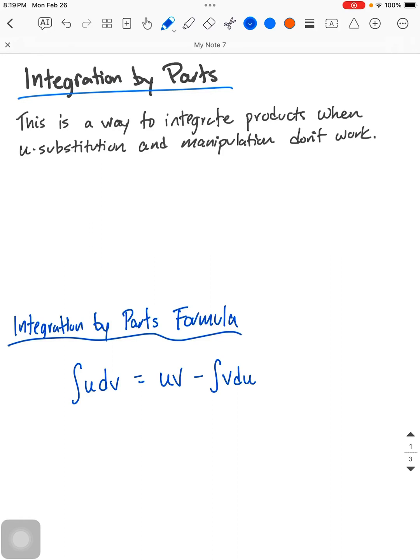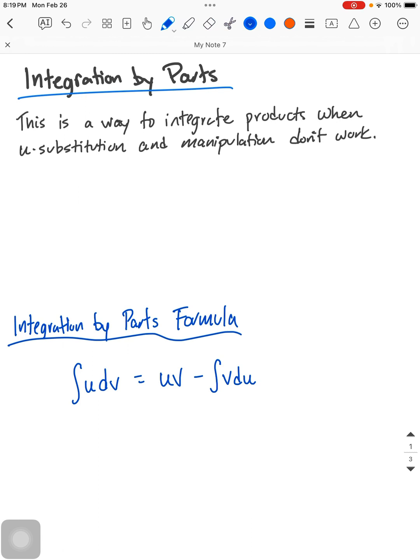I thought I'd make a quick little video just about integration by parts with a couple examples. We can go from there. So integration by parts is an integration technique that integrates products when some of the other techniques don't work.